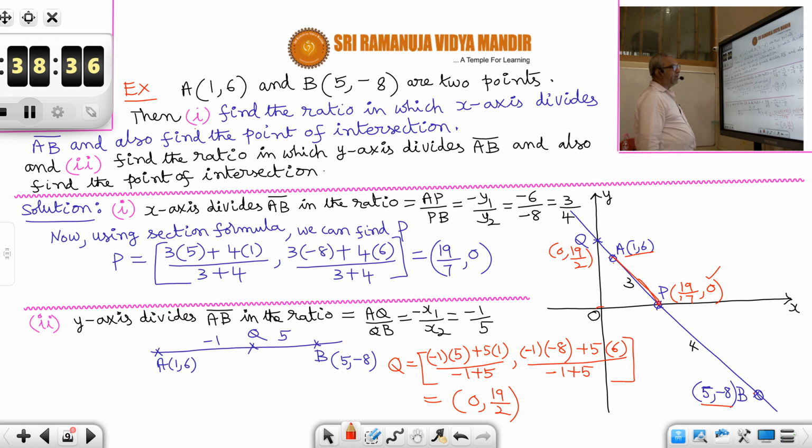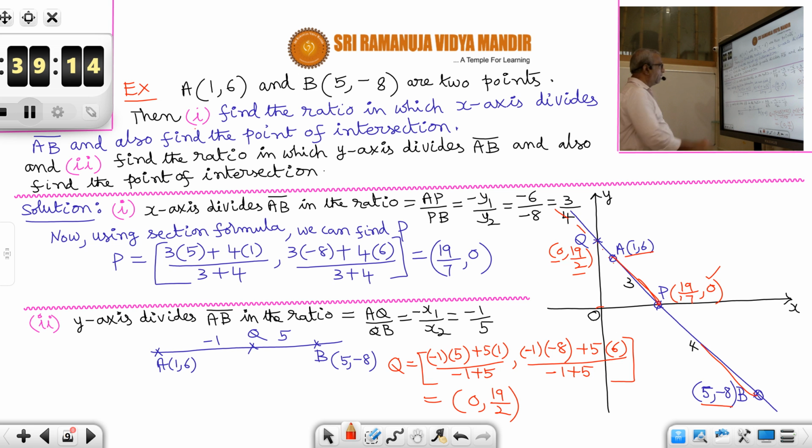Similarly, find the ratio in which y-axis divides AB and also find the point of intersection. If you produce this line joining AB left towards the y-axis, it will cut the y-axis at some point. Let that point be Q. So we have to find the ratio in which y-axis divides AB, meaning you have to find the ratio AQ by QB, just like AP by PB. Q's coordinates also we have to find out. X coordinate we know is 0, but Y coordinate we have to find out.